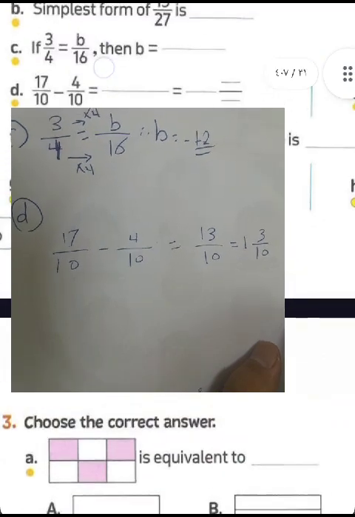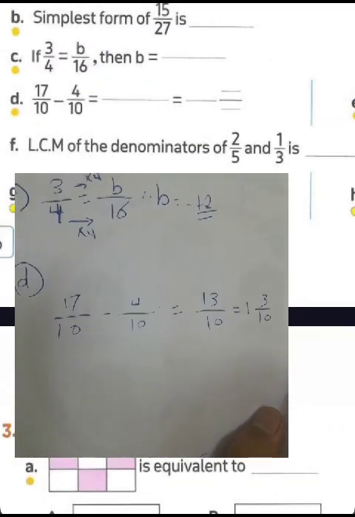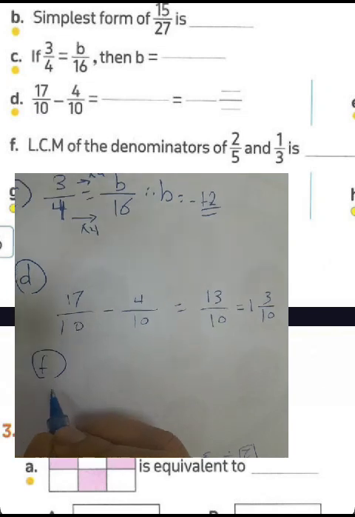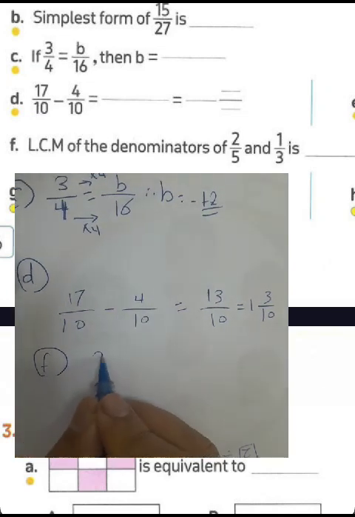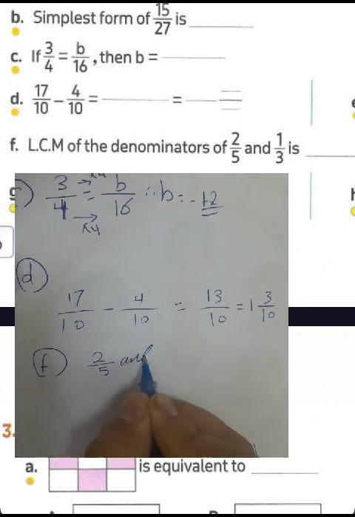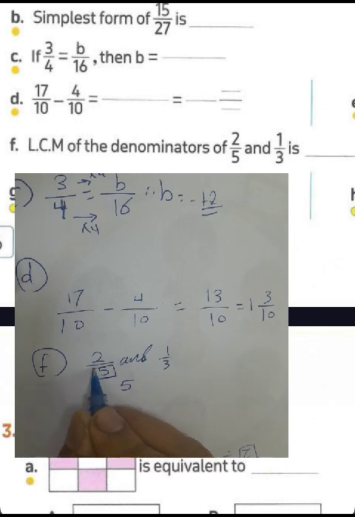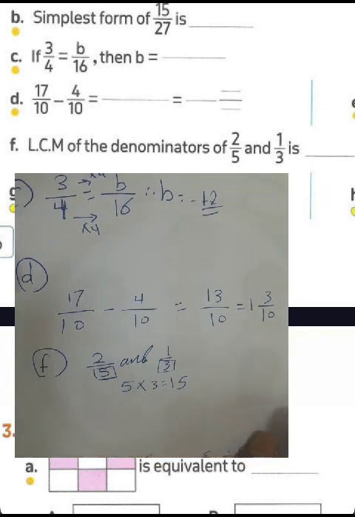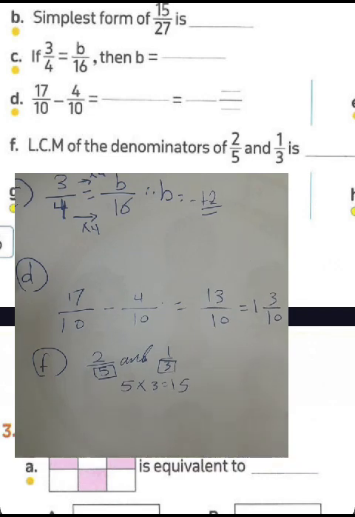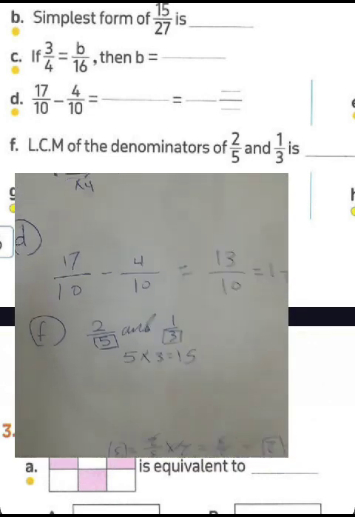Question letter F. List common multiples of the two denominators of 2 over 5 and 1 over 3. We can find their product of the two denominators: 5 times 3 equals 15. Then the least common multiple here will be 15 for question F.